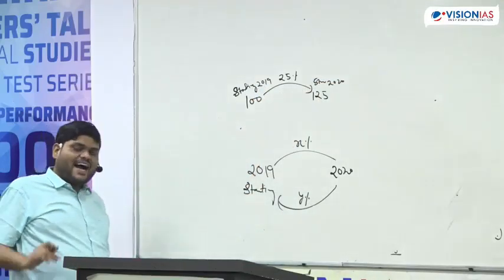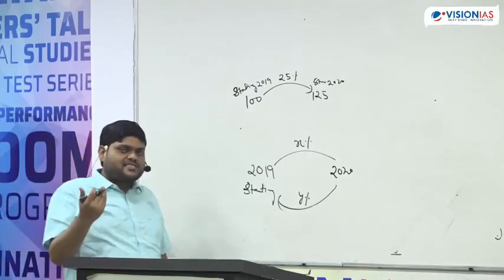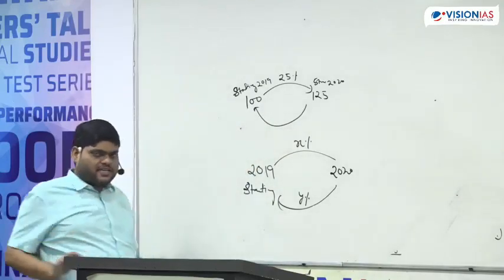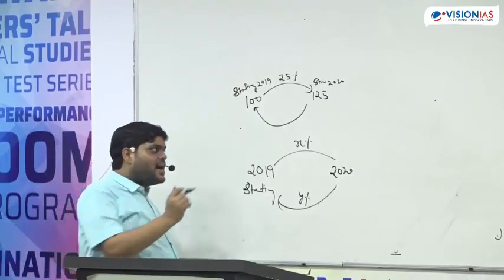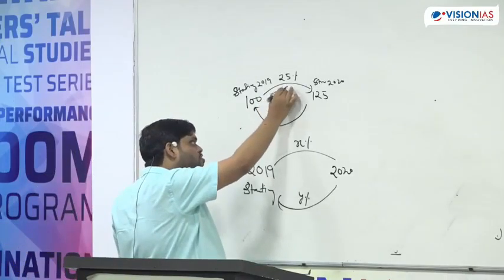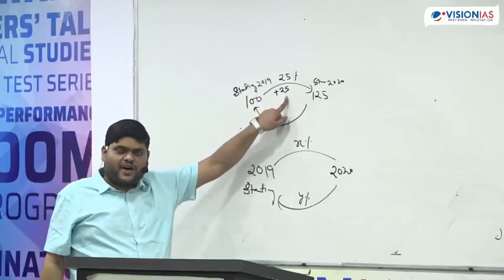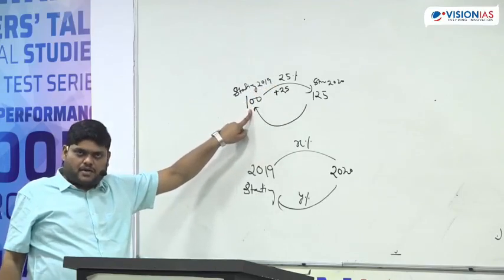Now, in 2020, the population decreased by Y% in such a way that it will now equal 100 itself. It is given in the question. So understand here, the increment was of 25, that is equal to 25% of this number.